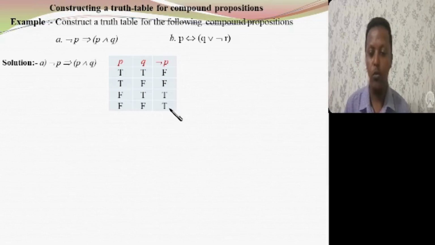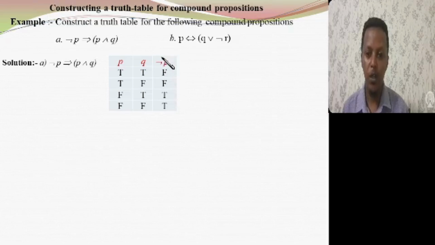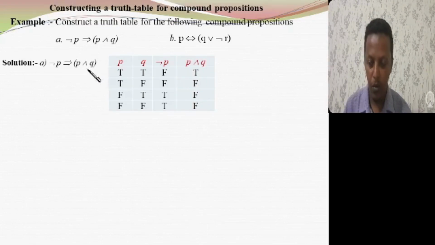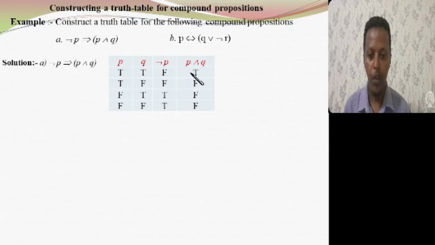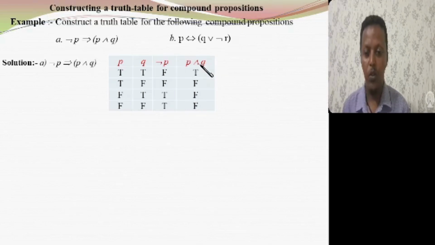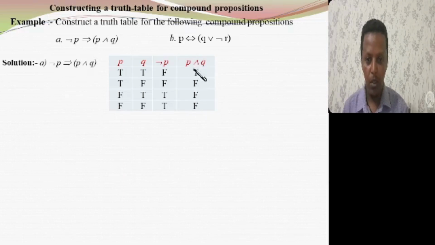Negation of false is true. So the third column, the negation of P, is the opposite of the first column. That is the rule of negation. Now let's construct P and Q. The rule of conjunction: when both are true, it will be true, otherwise it is false. P and Q will be true when both are true, otherwise it is false.